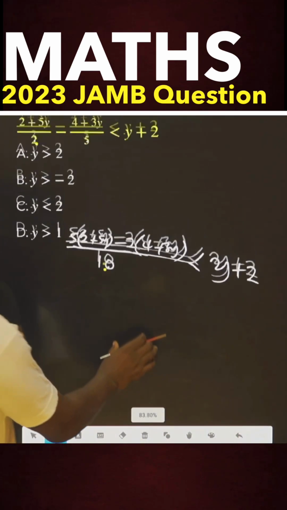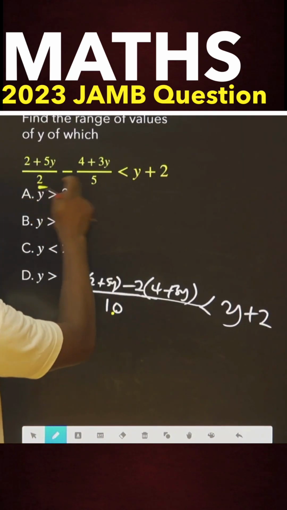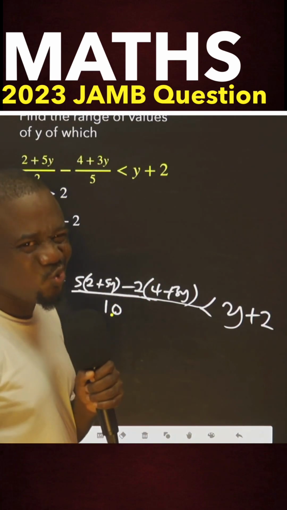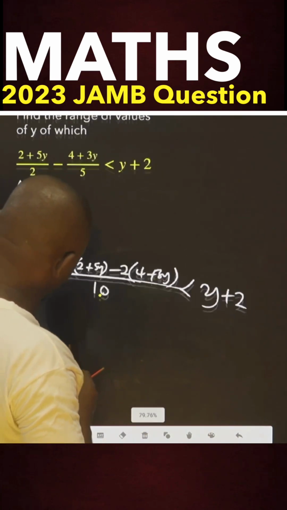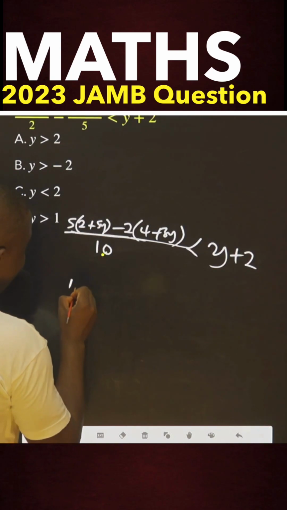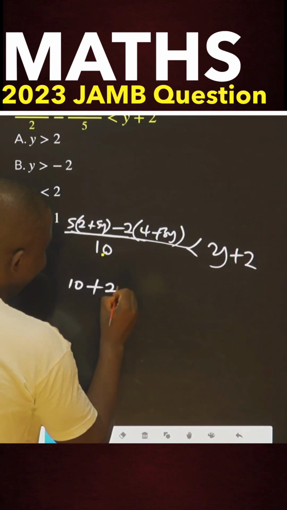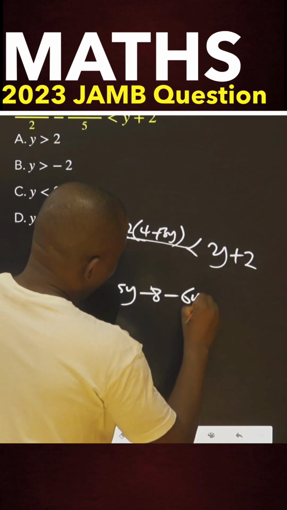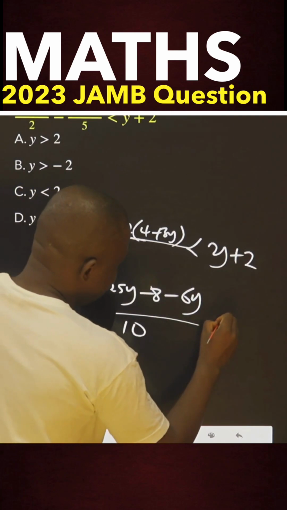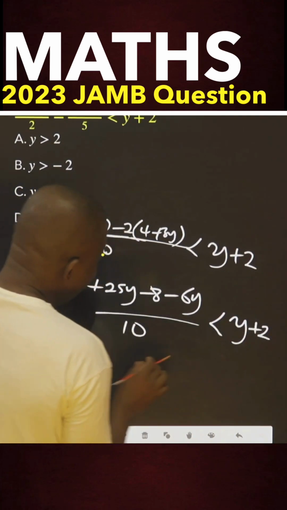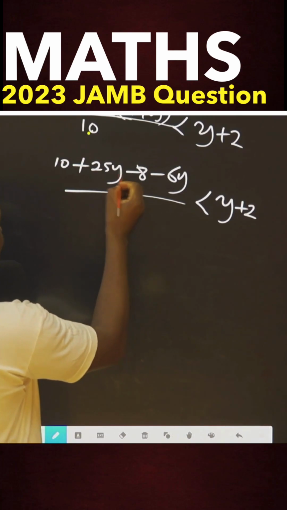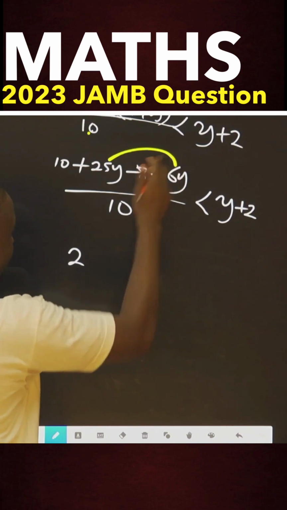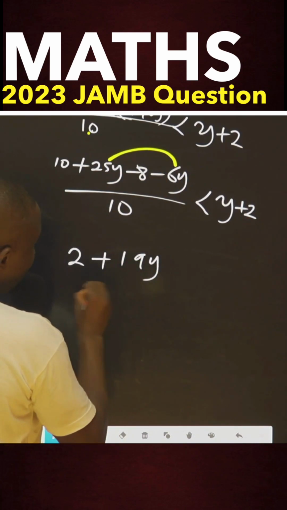Hope you understand. The LCM of these two is 10. Then we use the primary school elementary way of solving this. Very simple. Now let's expand this. That is 10 plus 25y, minus 8 minus 6y, all over 10, less than y plus 2. You agree with me that this will give us 2 here, and this will give us 19y, over 10.